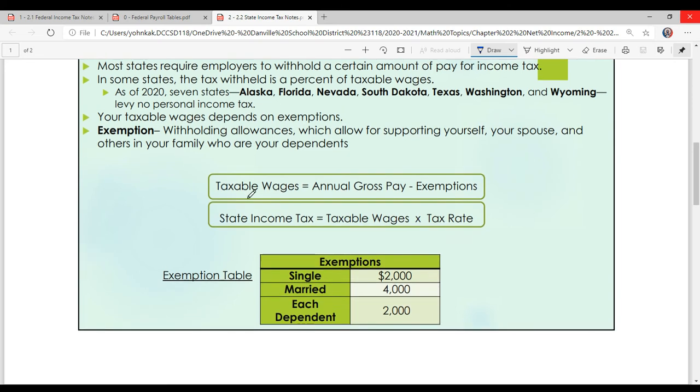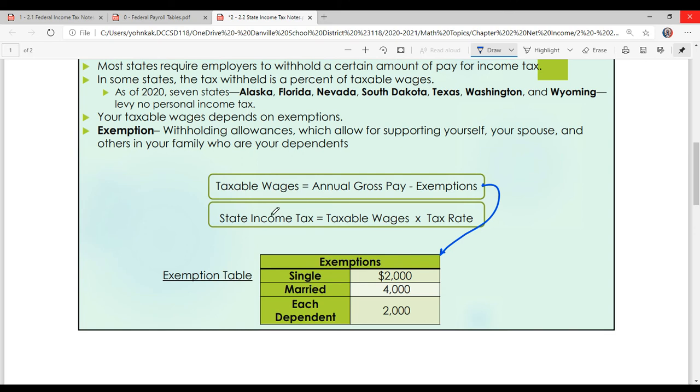To find your taxable wages, you're going to take your annual gross pay and subtract your exemptions. Now, these exemptions are going to come from the exemption table. If you are single, you get to take off $2,000. If you are married, you subtract $4,000. If you have children, it's $2,000 apiece. Now, these exemptions are money that you don't have to pay taxes on. So it's like getting paid and not having to pay any taxes on it.